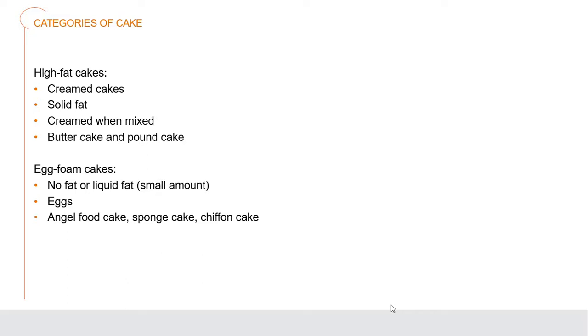If we're looking at egg foam cakes, on the other hand, they generally have either no fat at all or very little fat, and it's generally a liquid fat. Then we'll use eggs in there as well. Quite often you would separate those eggs. You may just use egg whites or just egg yolks, or a combination of both, but you foam them up, you whip them to add a lot of voluminous air. It makes a very, very light cake, things like angel food cake, sponge cake, and chiffon cakes.